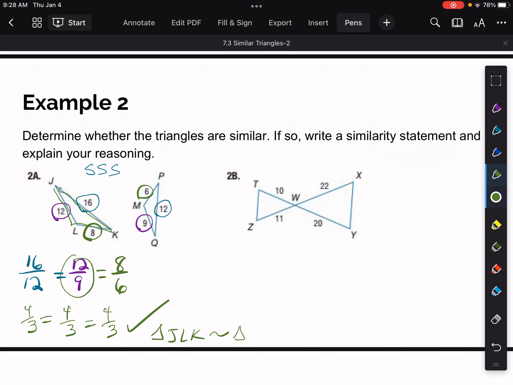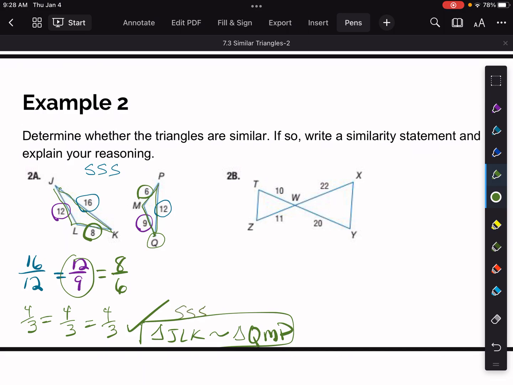Okay, so I'm going to start with the medium side length, and we're going to go toward the small. So we're going to start with Q here, and you do the medium to the small to the large. So in that order, it would be Q, M, P. Okay, so that would be your statement, and side is the reason.